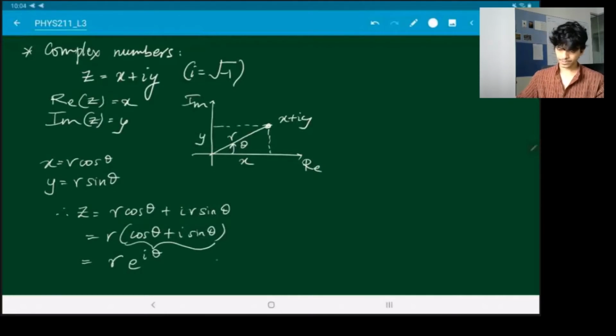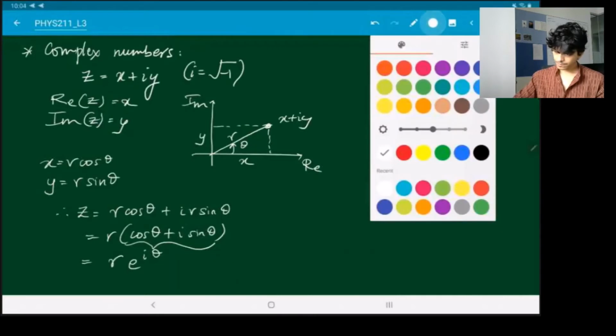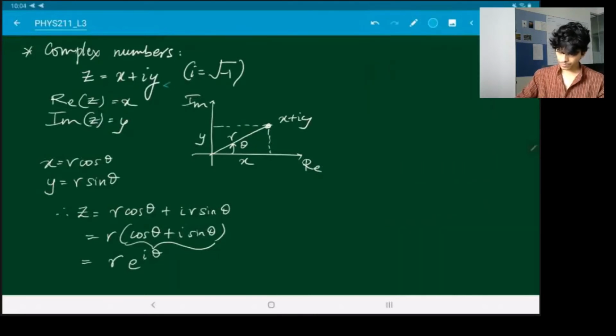So you can express complex numbers either in this form, which is the Cartesian form, or you can write it in this polar or trigonometric form, or in the exponential form.